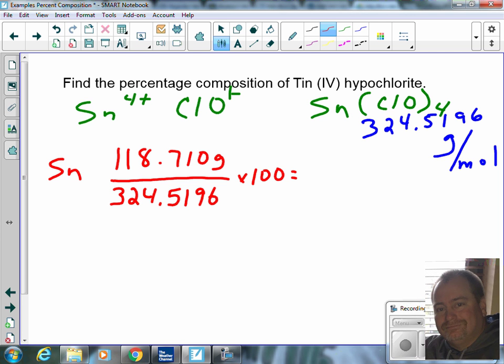So when I do so, usually WebAssign will tell you how many significant figures to take this out to. We're going to take it out 2 past the decimal point. So I'm going to say that this is 36.58%.